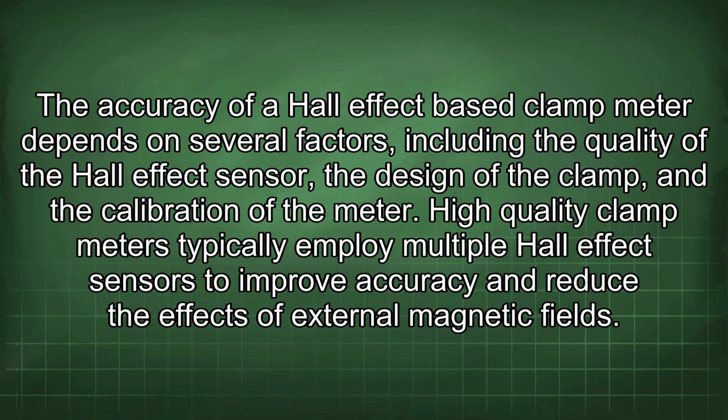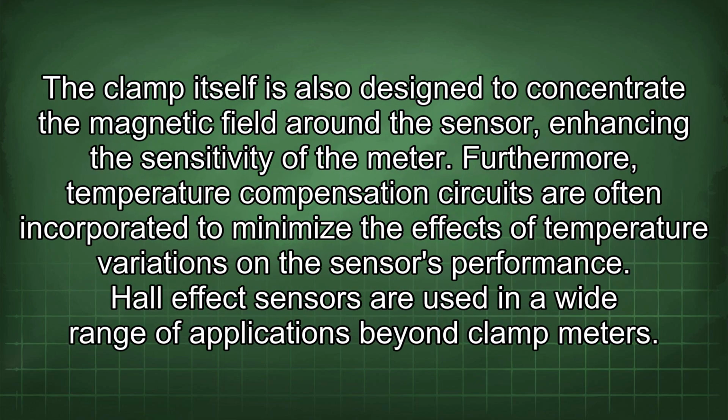The accuracy of a Hall effect-based clamp meter depends on several factors, including the quality of the Hall effect sensor, the design of the clamp, and the calibration of the meter. High-quality clamp meters typically employ multiple Hall effect sensors to improve accuracy and reduce the effects of external magnetic fields. The clamp itself is also designed to concentrate the magnetic field around the sensor, enhancing the sensitivity of the meter. Furthermore, temperature compensation circuits are often incorporated to minimize the effects of temperature variations on the sensor's performance.